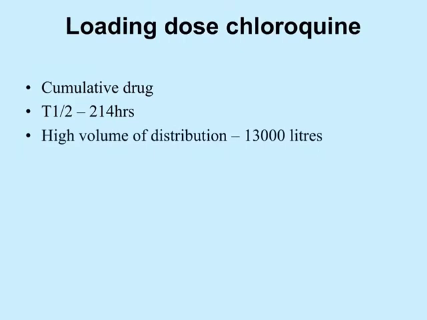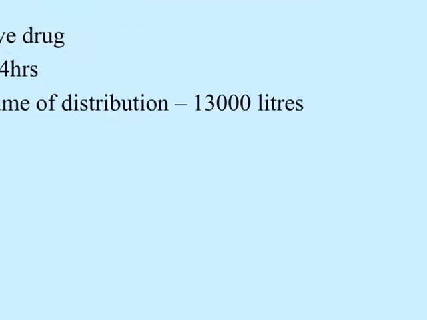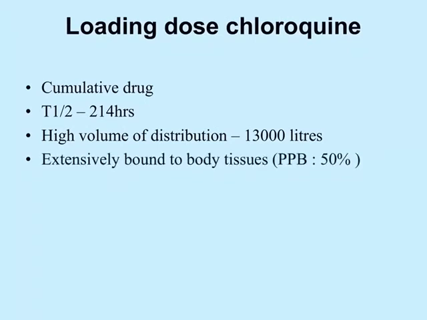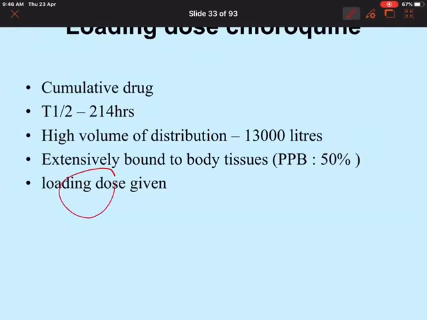Because of extensive tissue binding, we need to give a loading dose. It's a very cumulative drug. The T-half is around 214 hours, with a very high volume of distribution of 13,000 liters. So we need a loading dose.